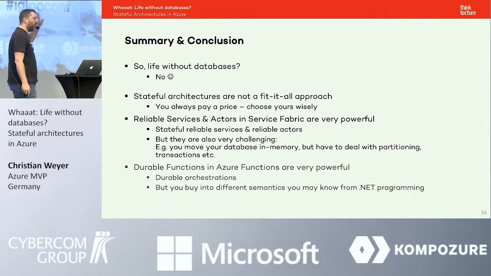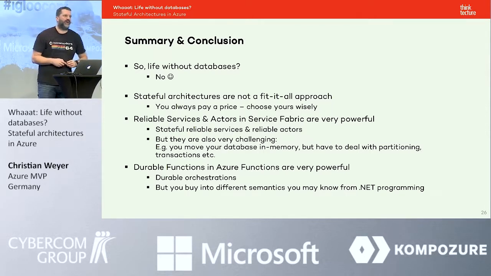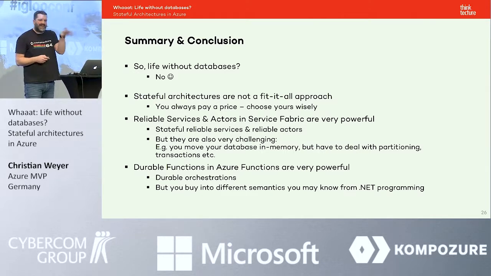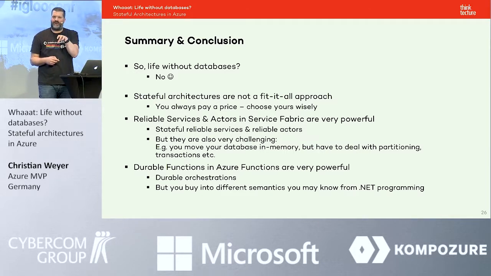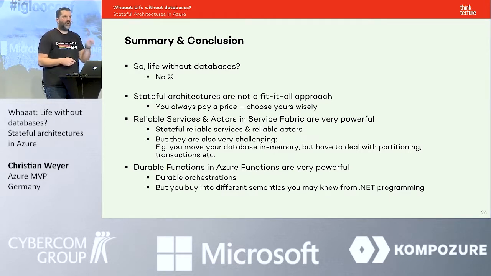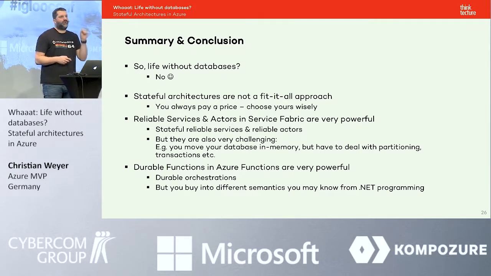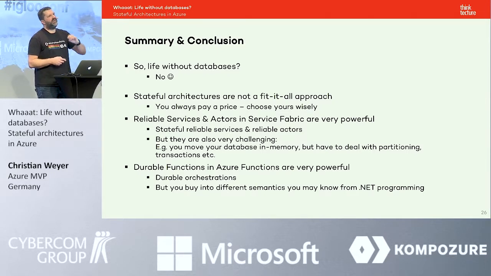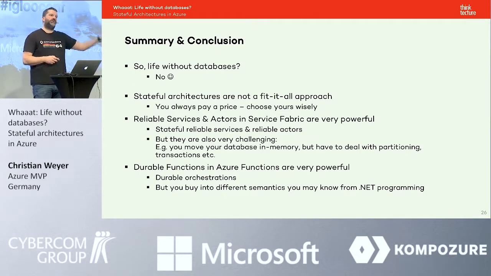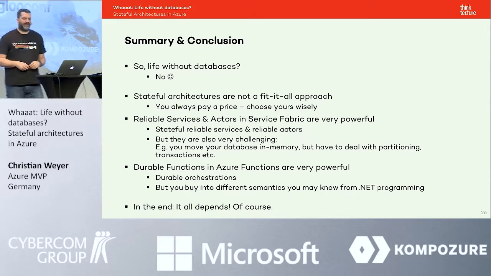If you need to implement long-runningness, like orchestrations and workflows, then durable functions is a really cool way, but it's also a very dangerous way because it implies certain semantics in the programming model and in the behavior that you as a .NET developer may not be aware of. So really learn how the API works, learn how the runtime works, and learn to embrace all those features, and those may not be compatible with what you have been doing in the past years. And in the end, of course, it all depends.